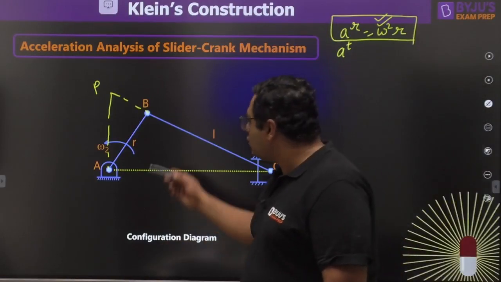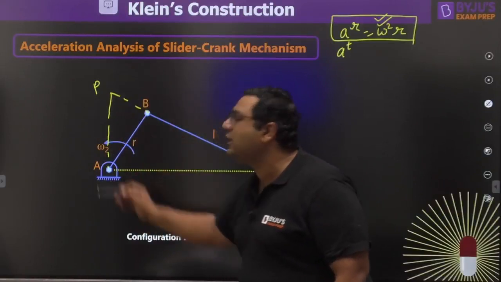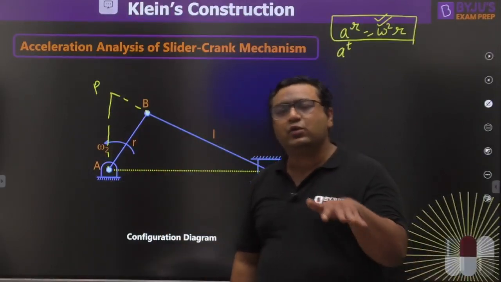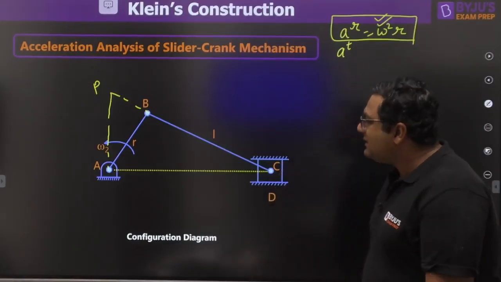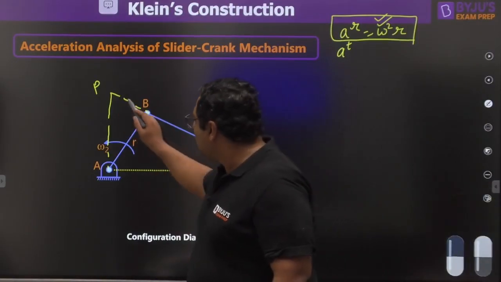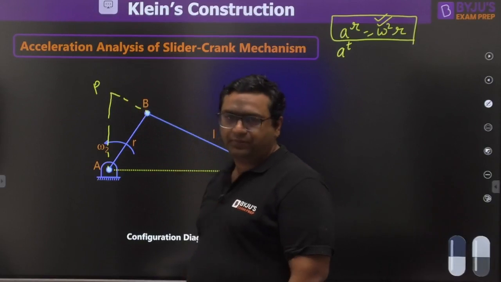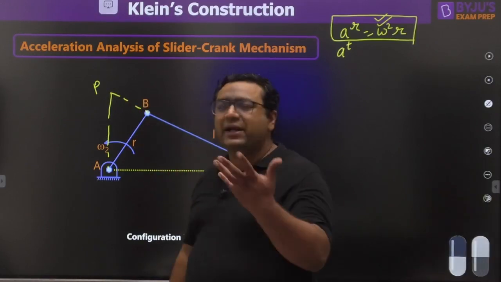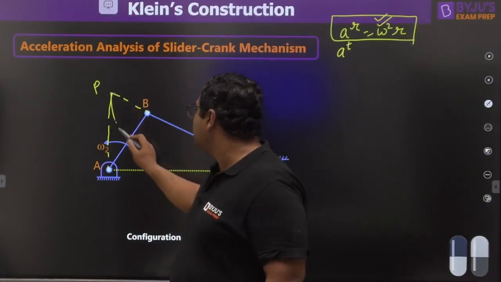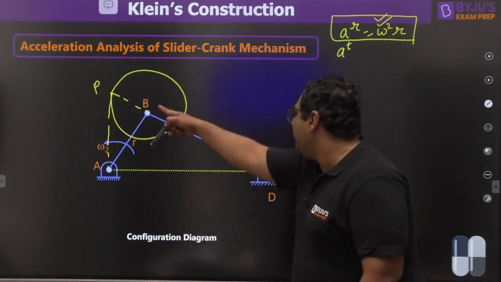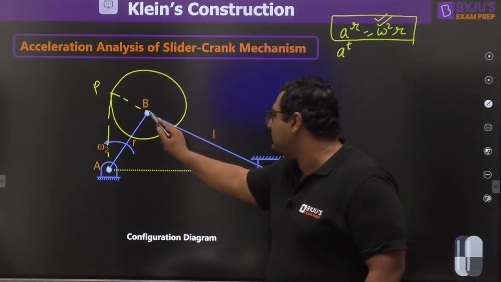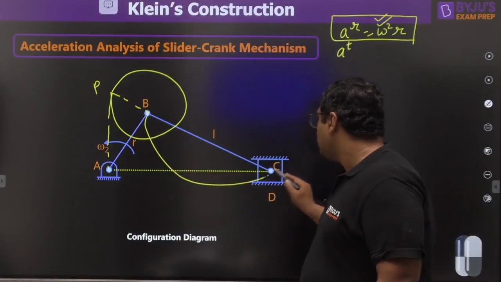So here also, this velocity diagram which was plotted by Klein previously is going to help us in making the acceleration diagram. He said, take this extension of the connecting rod, take BP as radius and plot a circle like this. Then he says, take BC as diameter and plot a circle like this.